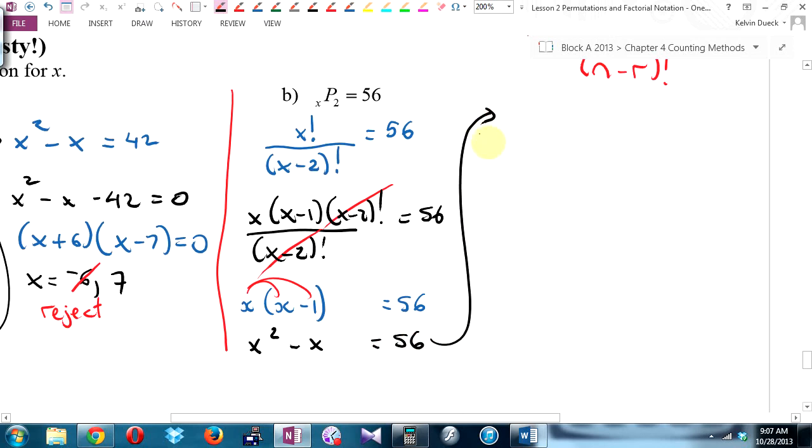What kind of an equation is this? It's quadratic. How do I know? It's got a squared. How do I solve a quadratic? Before I do anything else, what did I have to do? I got to make it equal to 0. X squared minus x minus 56 equals 0, I'm going to minus 56 from both sides. This will factor. I'm looking for two numbers that multiply to negative 56 and add to negative 1.